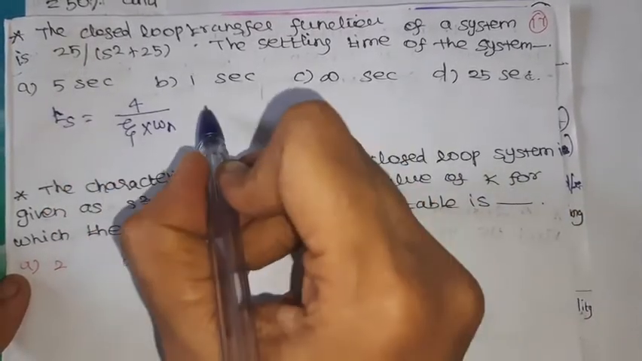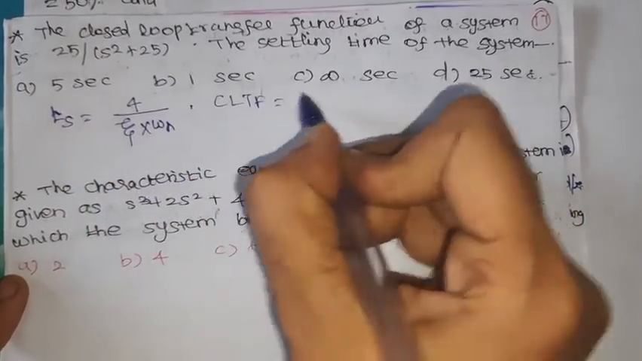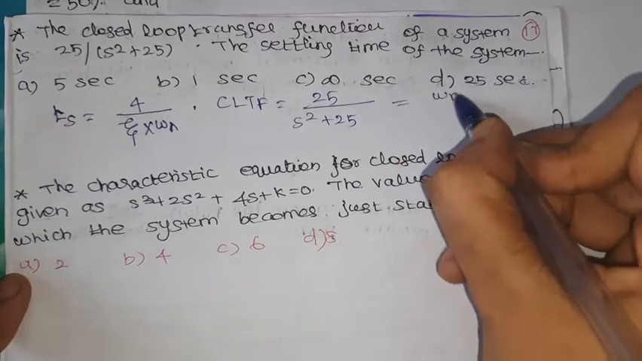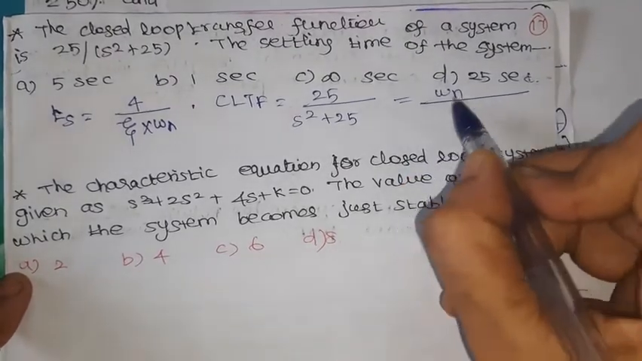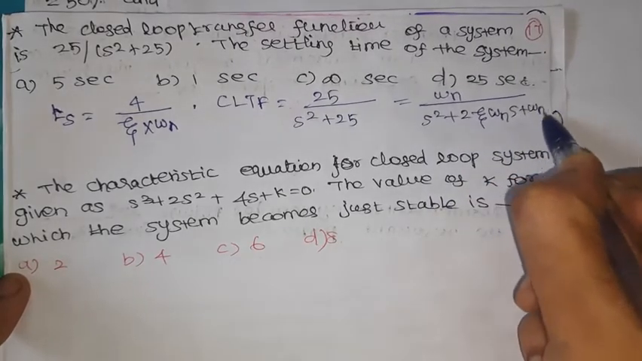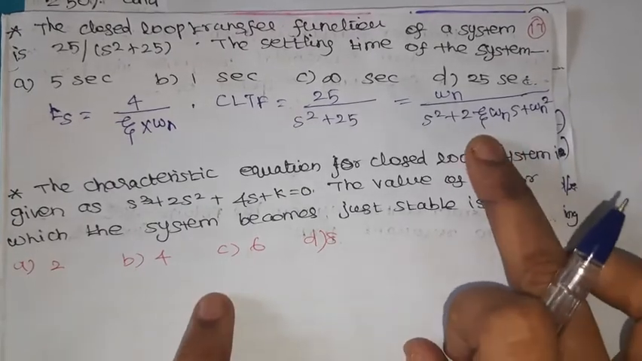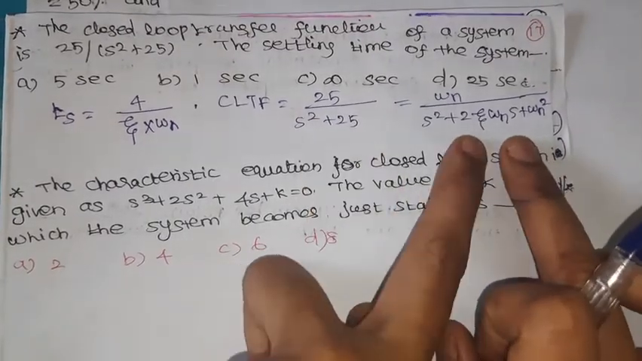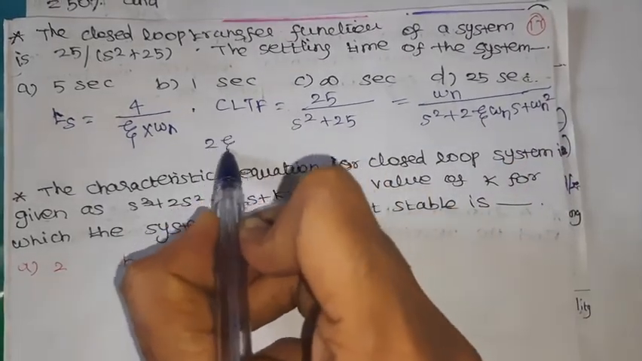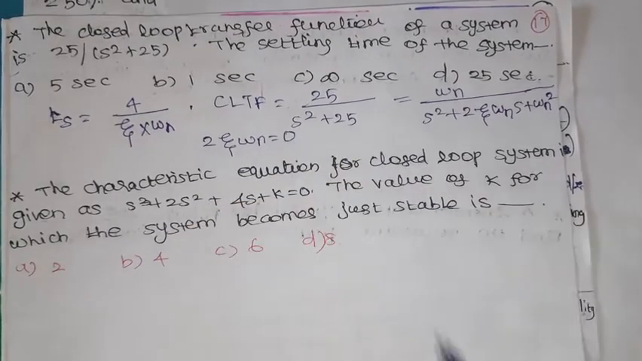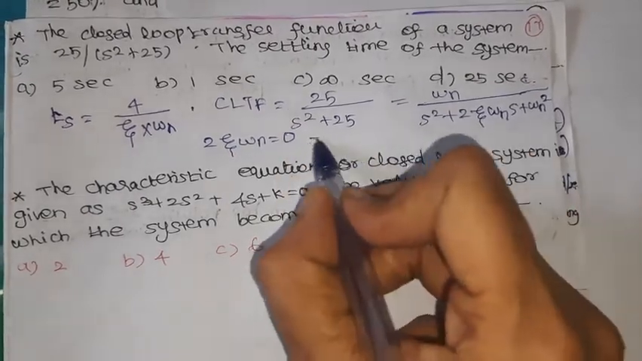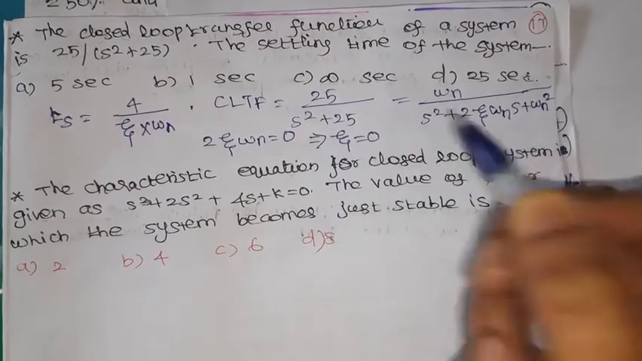The closed loop transfer function given is 25 divided by s square plus 25. By comparing this with the standard second order transfer function, omega n squared divided by s square plus 2 zeta omega n s plus omega n squared, where is zeta? Just compare the s term. What is the s term here in the denominator? There is no s term, so 2 zeta omega n is equal to 0, which means that the zeta value is equal to 0.